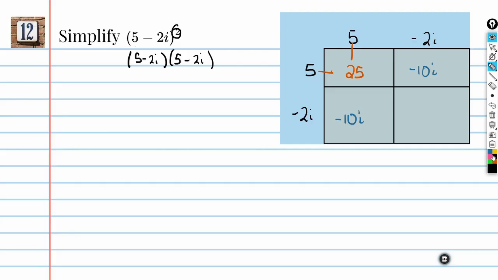Now in this next one, we are going to multiply negative 2i times negative 2i, which gives us a positive 4i squared. So i squared is negative 1. So 4 times negative 1 gives us a negative 4.